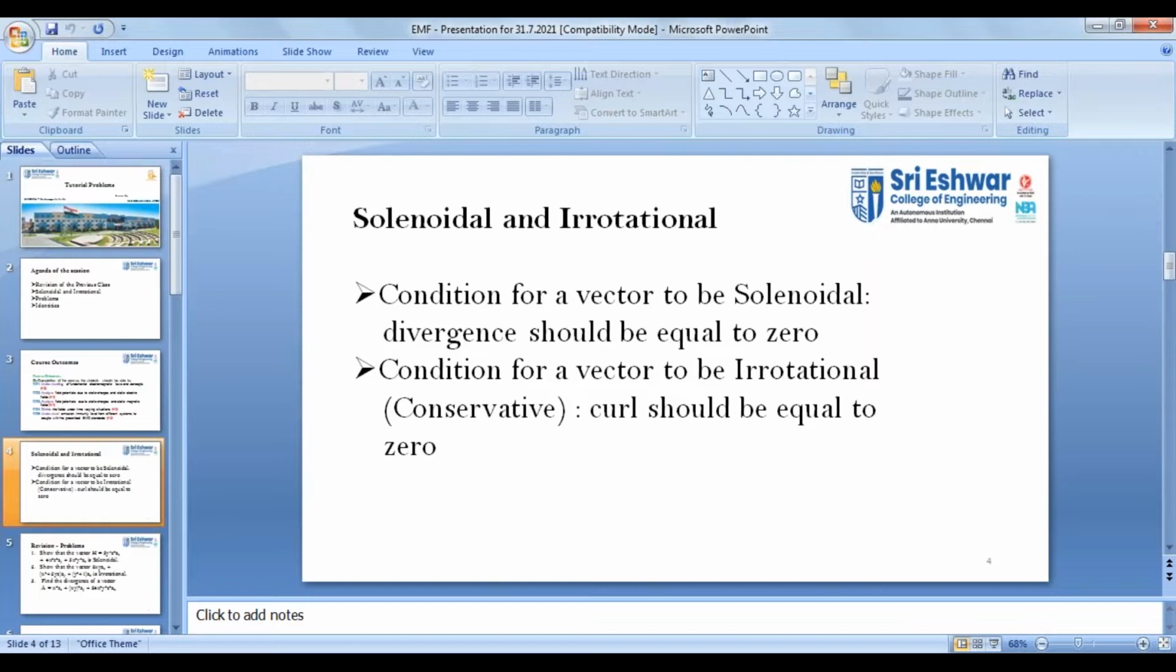I'll be giving only 2 or 3 problems as homework. Today also I'll be giving some homework. Try to complete it, and by today we will create one group.